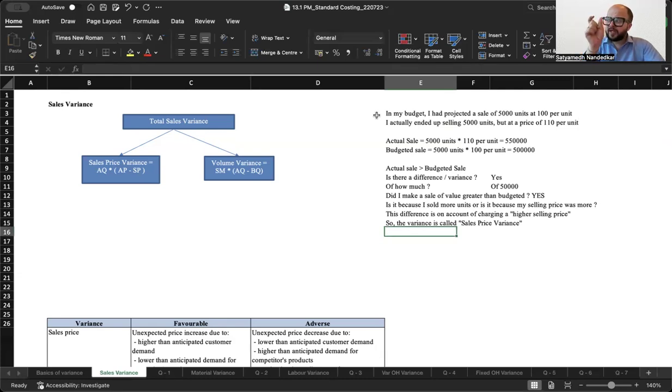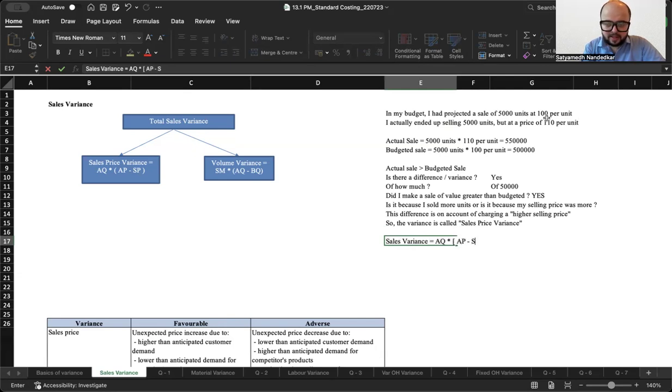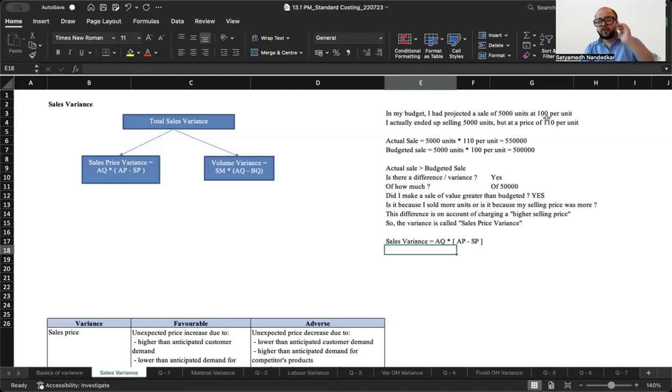What are the two items between which you are making that comparison? You are comparing the actual price, that is 110, and the budgeted or standard price, which is 100. So if I were to define my sales price variance, how would it be? Sales price variance is actual quantity sold into actual price minus standard price. And if the actual price is more than the standard price, that means you did a better performance than what was expected out of you. Hence, that variance becomes a favorable variance.